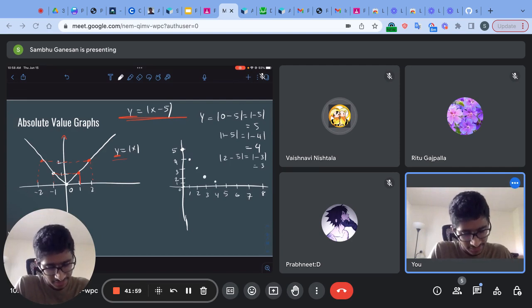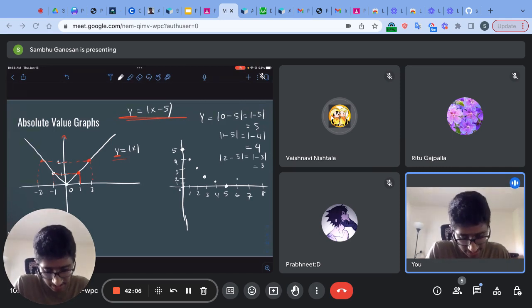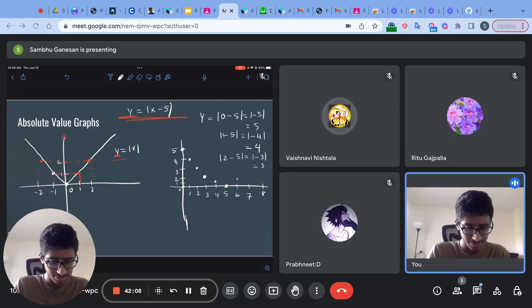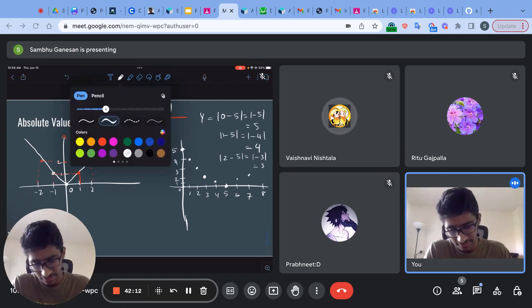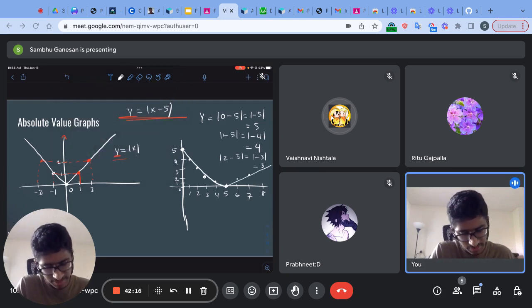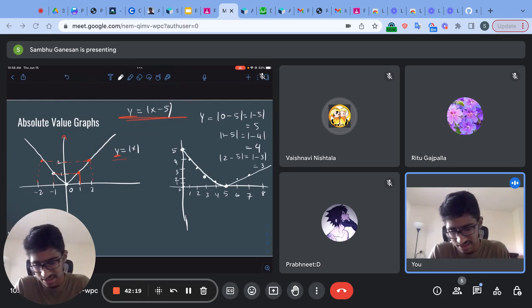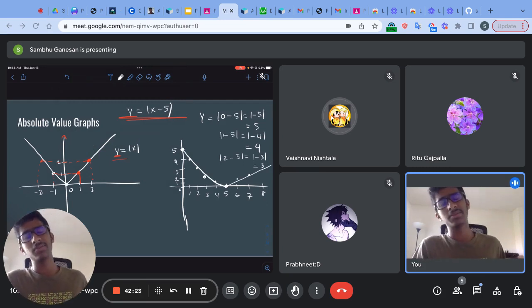And when you plug in 5, you get 0, because absolute value of 0 is nothing but 0. And when you plug in 6, you get 1 again, because 6 minus 5 is 1. Absolute value of 1 is always 1. And 7 becomes 2. So it starts going back up. So really, the graph looks like a V, basically a V centered at 5 instead of 0. And that's basically how you graph absolute value of x minus 5.